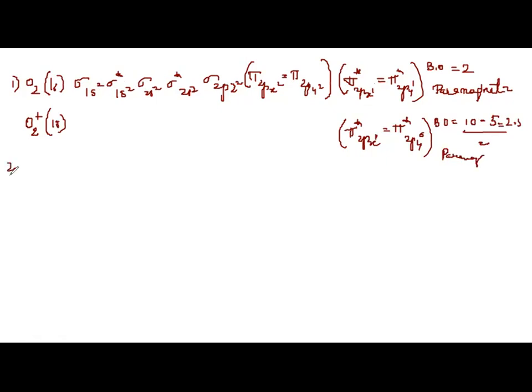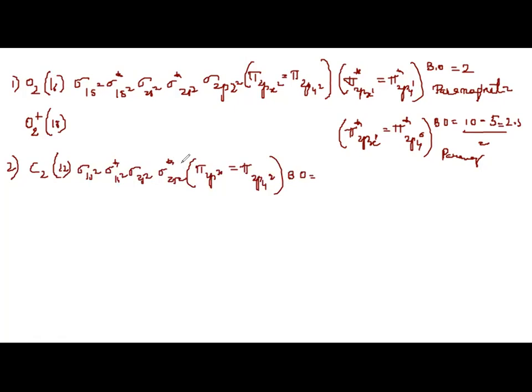Okay. Second option given is C2 to C2 plus. C2: carbon 6, 6, 12 electrons. Sigma 1s2, sigma star 1s2, sigma 2s2, sigma star 2s2, pi 2px2 equal to pi 2py2. 2, 4, 6, 8, 10, 12. Done with the electrons. So bond order: 2, 4, 6, 8. 8 minus 4 is 4, 4 by 2 is 2. And it is diamagnetic because there are no unpaired electrons.